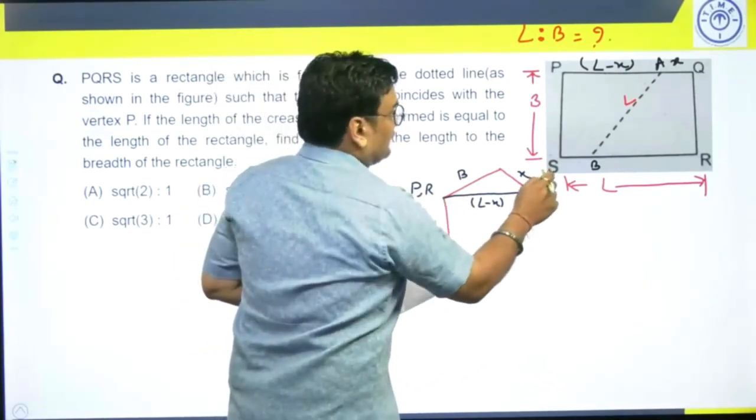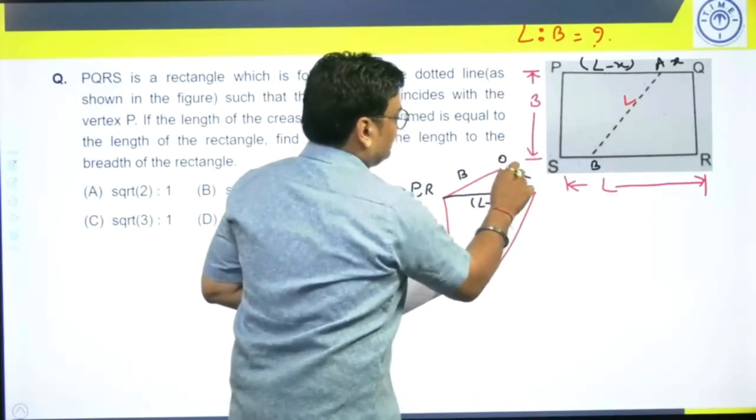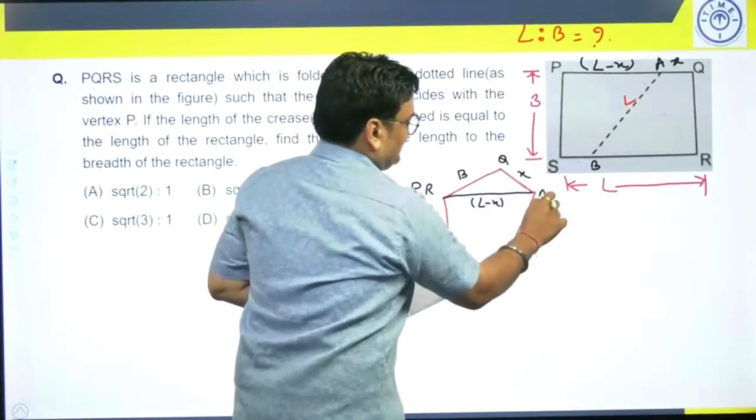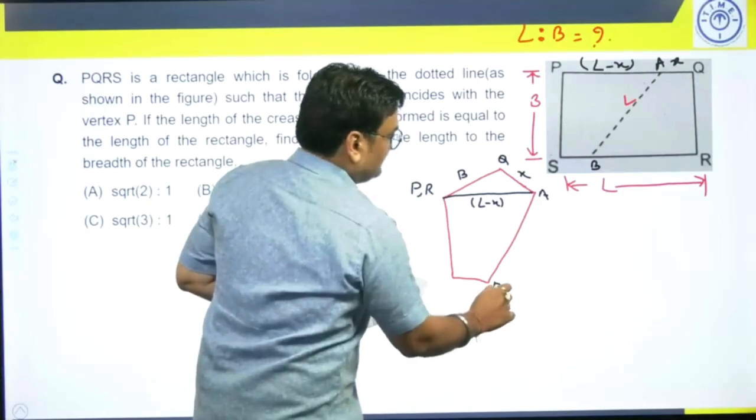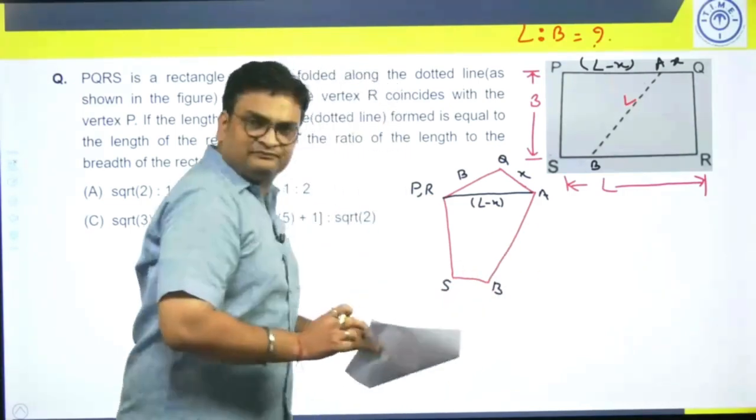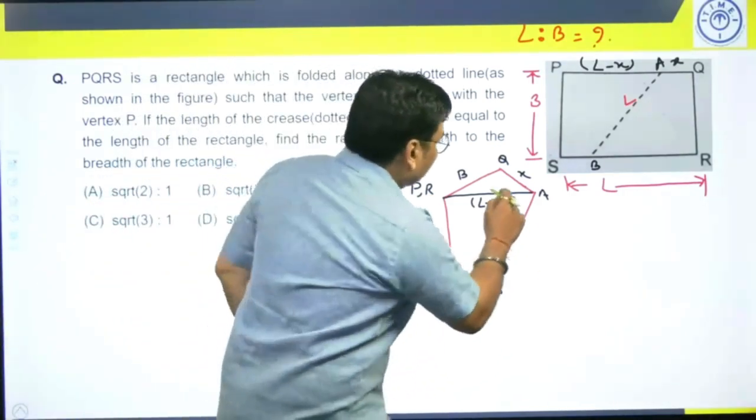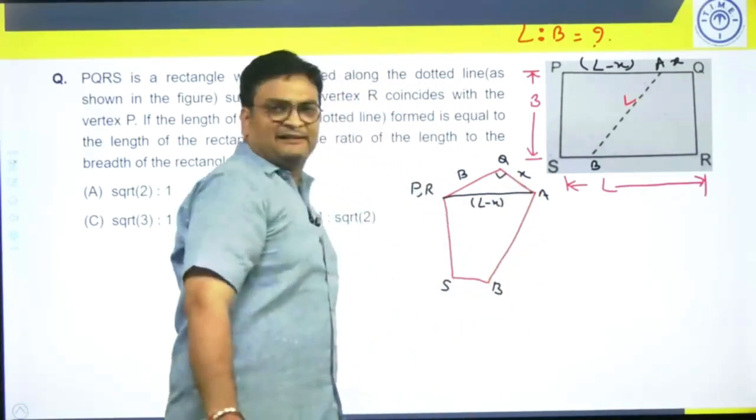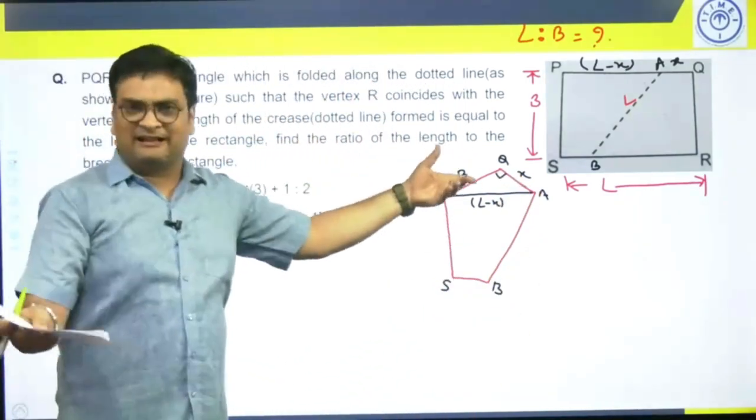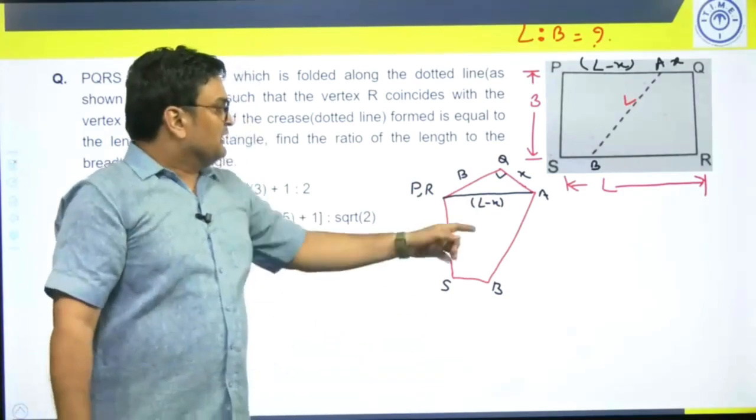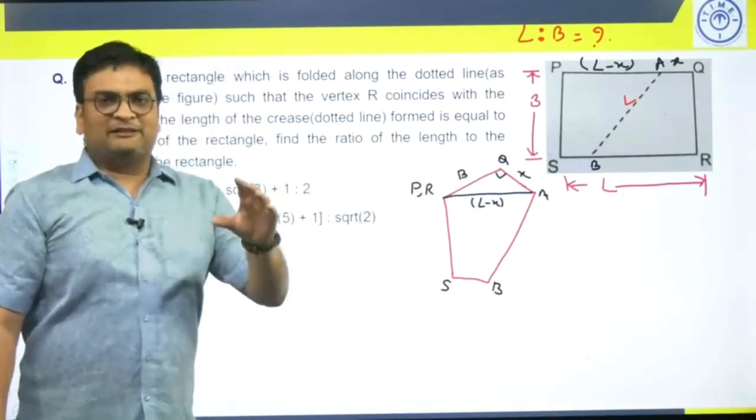Alright. Now this Q comes here. This is your vertex A, this is your vertex B, and this is your S. Now this is a right angle triangle, correct? This is a right angle triangle. I hope you all agree because it's a rectangle, so it would be 90 degrees. Now in this right angle triangle, we can apply the Pythagoras theorem.